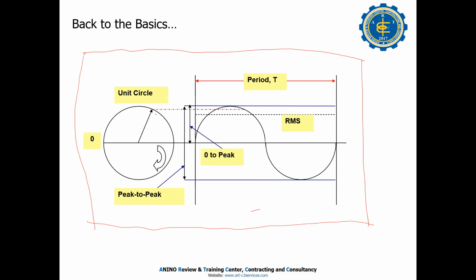You have the rotation here. Go here, and this is the peak. Zero to peak. And this is the RMS. That's why in our analysis, we always use RMS. So this is the peak to peak, from here to here. And this is one cycle.